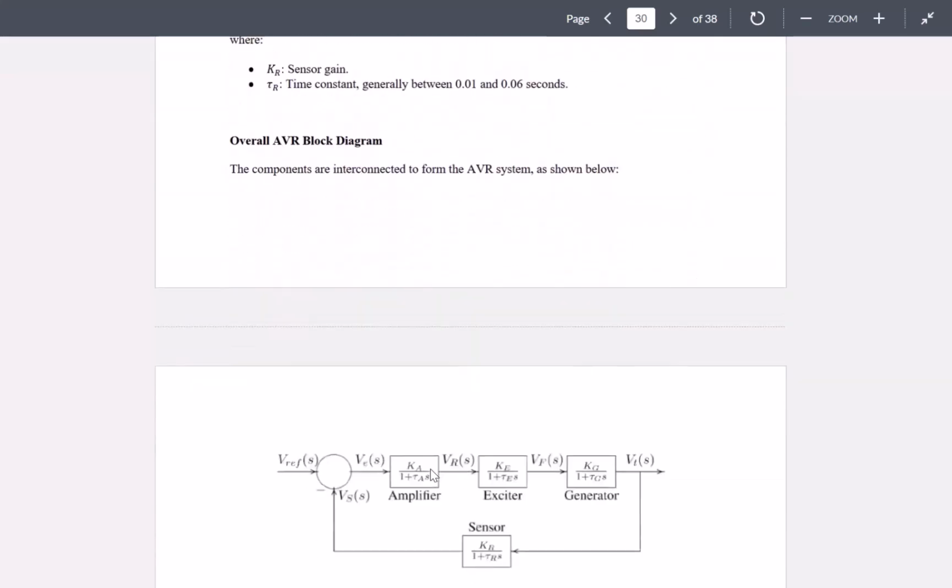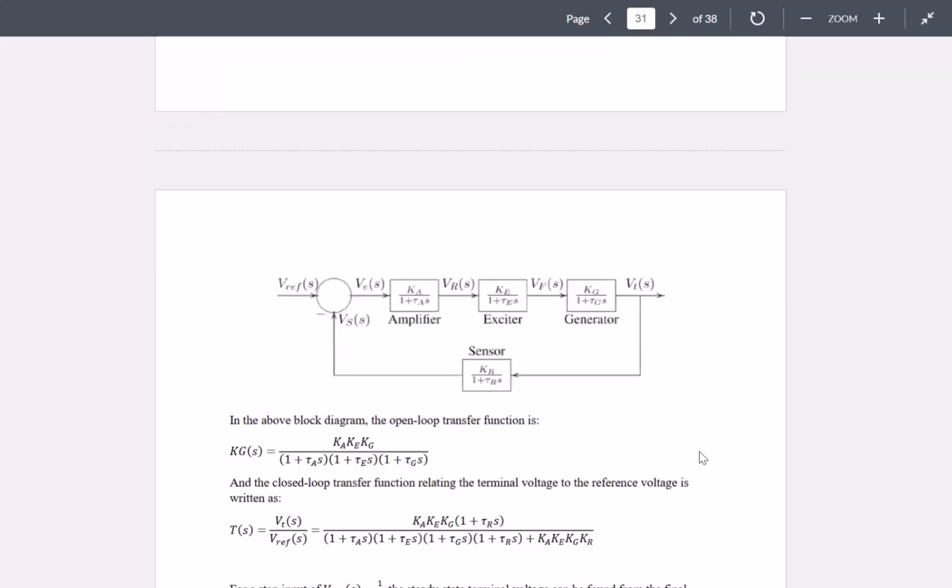The overall AVR block diagram becomes something like this. We're getting the VT, pass it through a sensor here, compare it with the reference, get the error in the voltage, pass it through the amplifier. The amplifier will pass it through the exciter. The exciter will pass it through the VF, which would be implemented through the generator to result in VT.